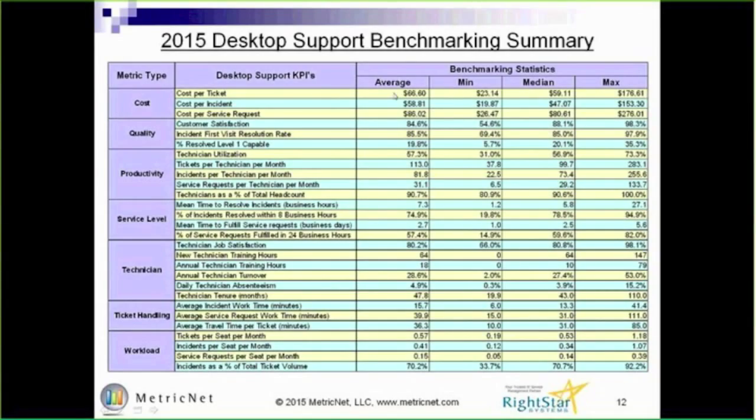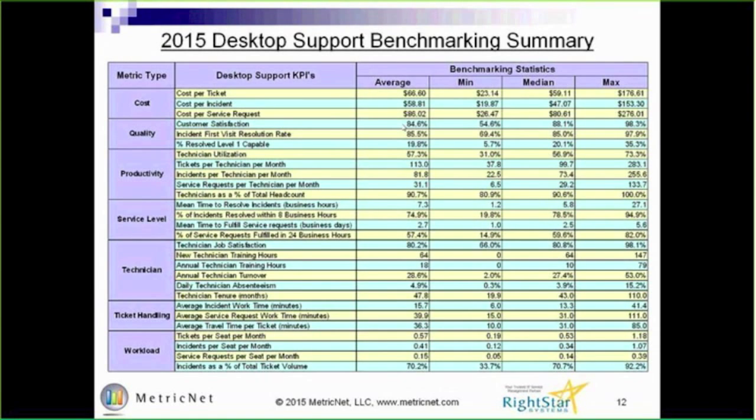The reason I drilled down on cost per ticket and customer satisfaction is because those two metrics together are known as the foundation metrics. Cost per ticket is a measure of efficiency. Customer satisfaction is a measure of effectiveness. So when you run your own benchmarks, you can learn a lot about how you're performing just by looking at those two metrics by themselves.